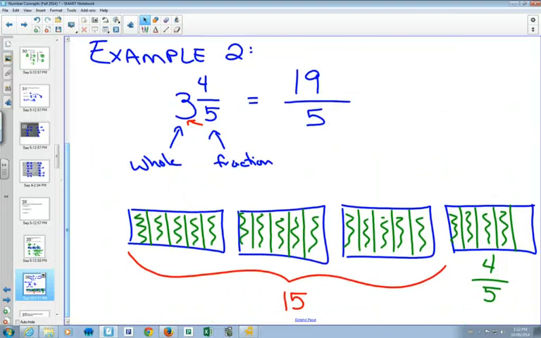Okay? Once you understand what's going on, then mathematically all you're going to do is say 3 times 5 is 15. I have 4 more pieces. 15 plus 4 makes 19. And that gives me a total.